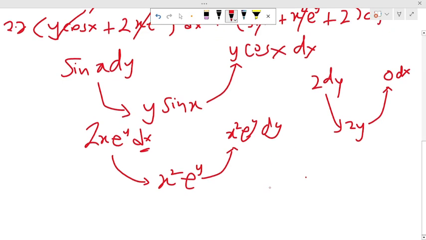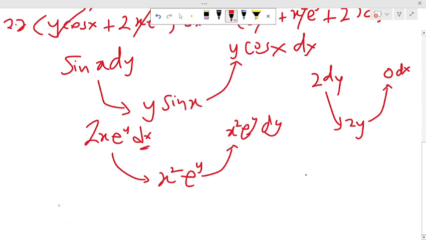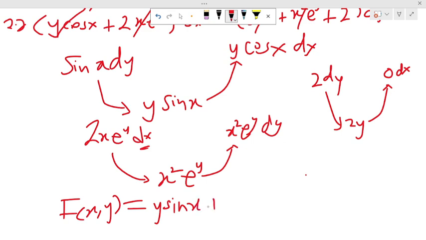So the original equation or the answer is going to be f of xy, because it's a two variable equation. f of xy is equal to y sine x plus x squared e to the power y plus 2y. The answer is going to be the summation of these.